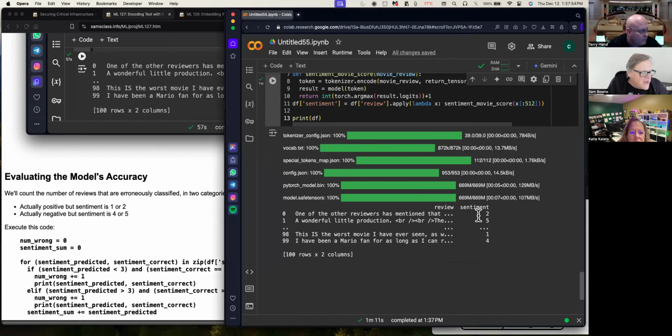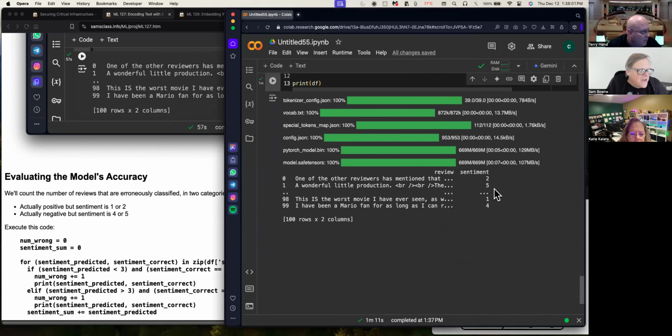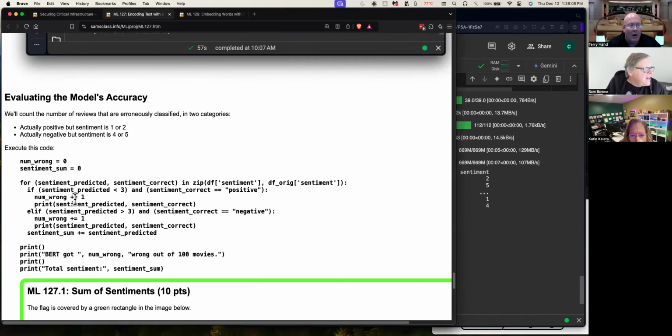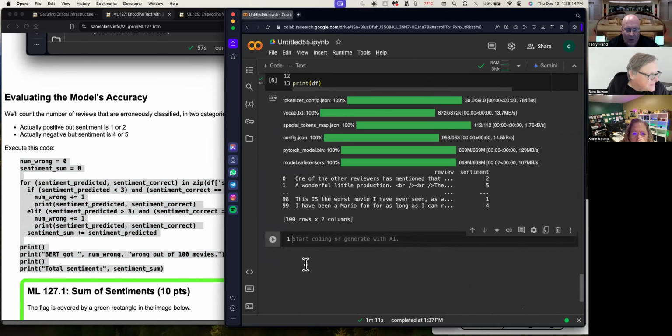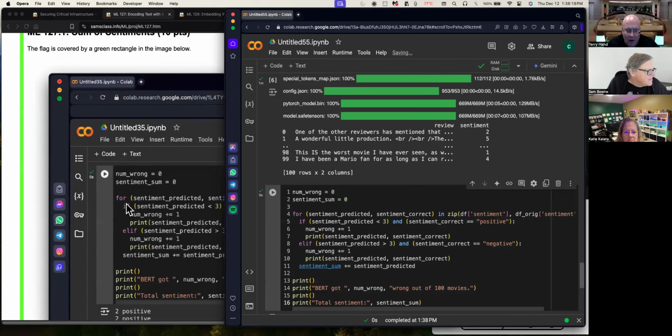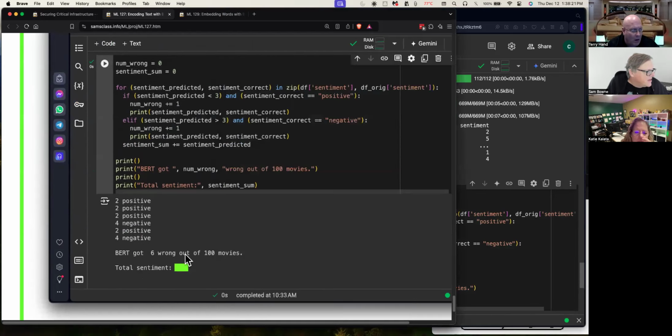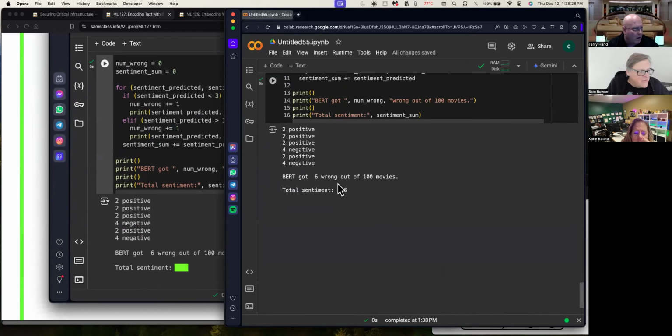That's how I'm going to evaluate how many it got wrong. So here you go. Here's the example. The original data was like this. It had these things, and it told you whether it was positive or negative. The model said, this is 2 stars, this is 5 stars, 1 and 4. So now I can evaluate the accuracy of the model, deciding how many times it got the sentiment wrong, out of, I think, 100 reviews is what we're doing here. And so you can see it got 6 wrong out of 100. So BERT is pretty good. This pre-trained model is pretty good at telling whether things are positive or negative.